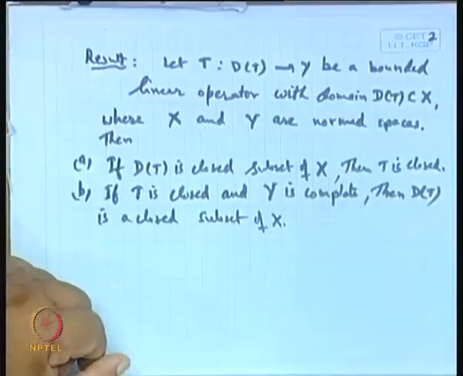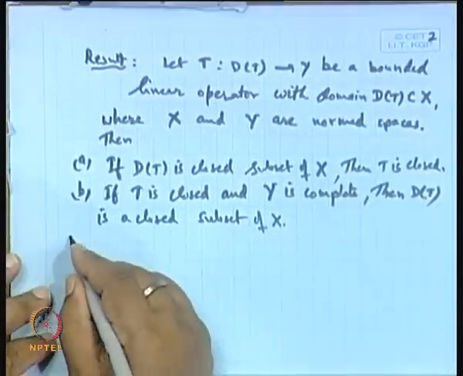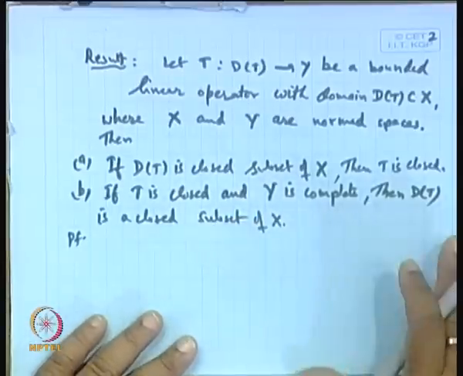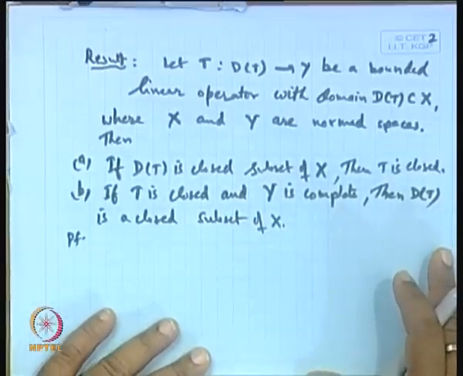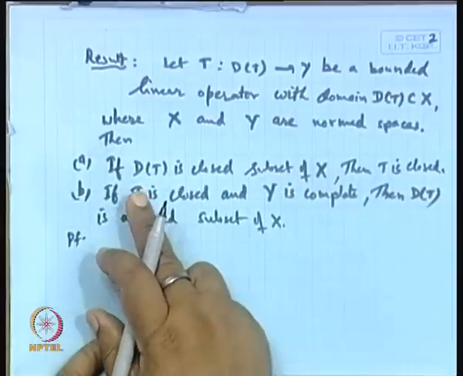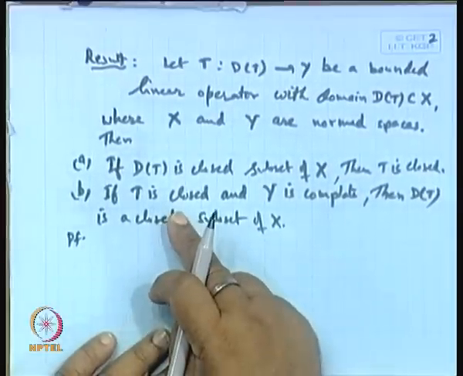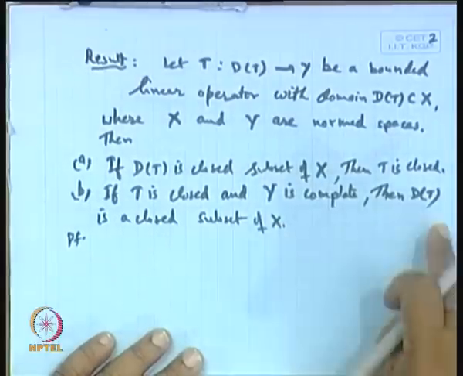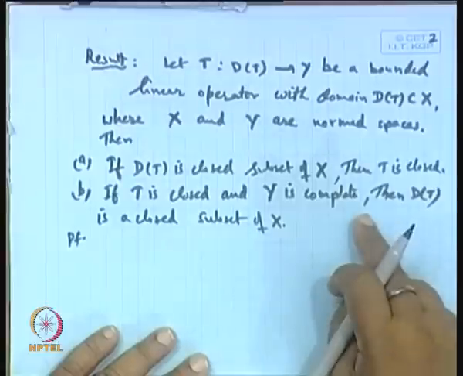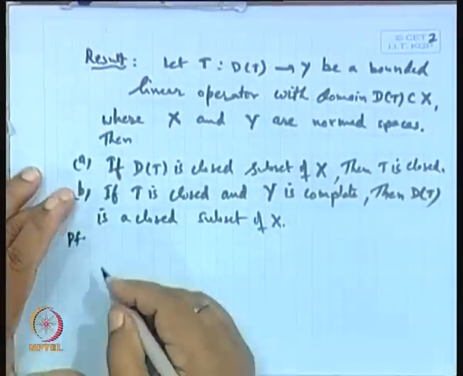Closed subset of X. Okay. Now, the proof of this gives the condition under which T will be a closed operator. The sufficient condition is: if D(T) is closed then T will be closed, and conversely, if T is closed and Y is complete, then our domain D(T) will be a closed subset of X. Okay, and Y should be a complete space. So, let us see the proof further.